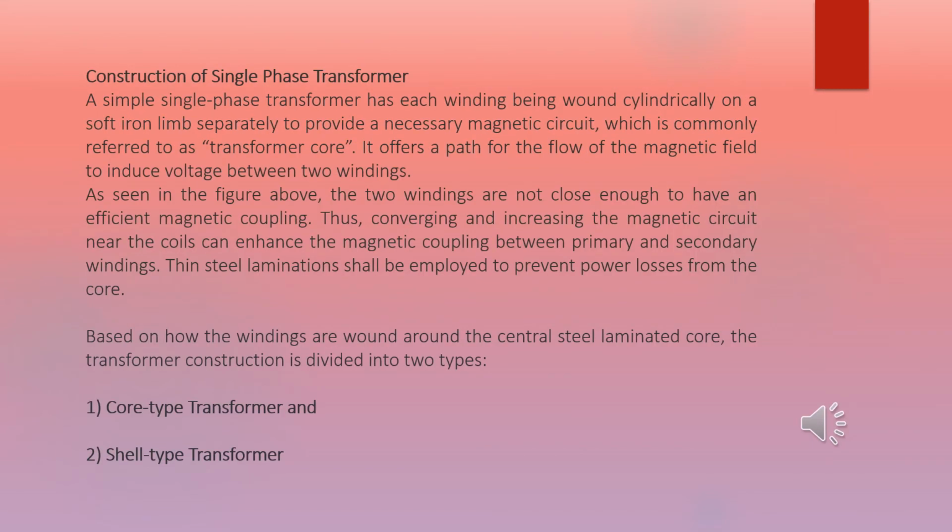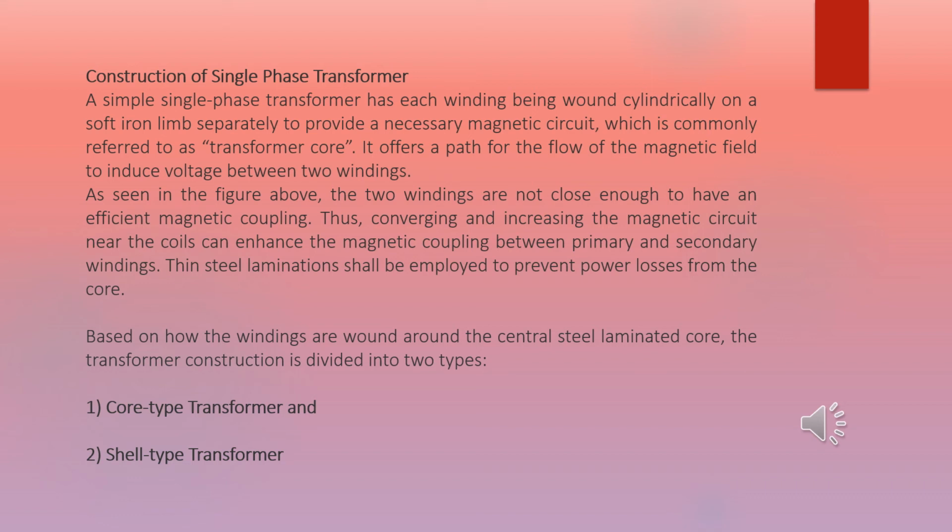Construction of a single phase transformer. As shown in figure from slide 4, a single phase transformer has an iron core, also called as the iron limb. It has two windings, one on the primary side and other on the secondary side. The two windings are wound cylindrically on the iron core. This iron core provides a path for the flow of magnetic field, which will induce voltage on the secondary side winding.